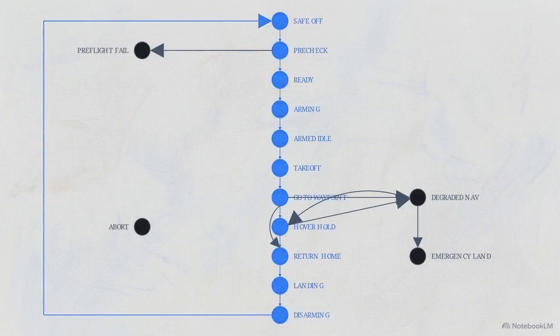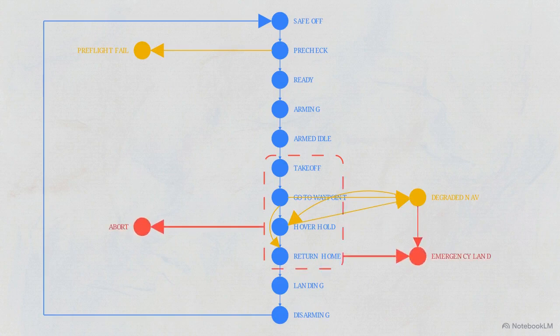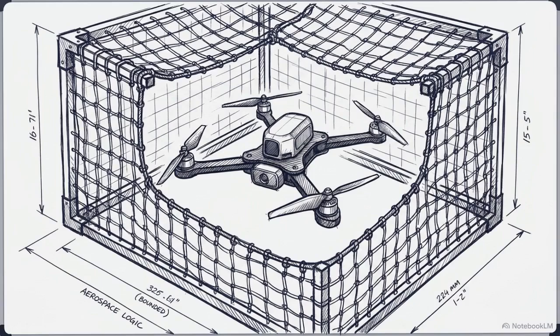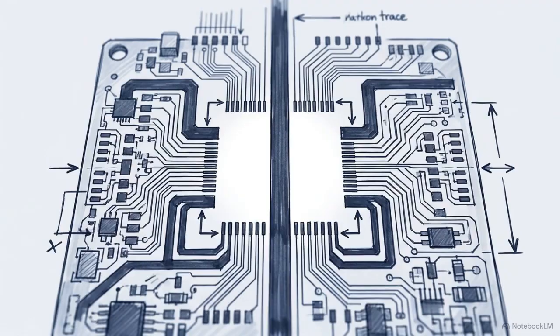The blue spine represents the nominal mission, the intended sequence of events. Surrounding that sequence is the failsafe logic. These yellow and red pathways are integrated into every stage of flight. This structure provides predictability. Every possible state is accounted for, and every transition is mathematically bounded. Actual aerospace safety is built on these deterministic boundaries. The system's reliability comes from its inability to enter an undefined state.